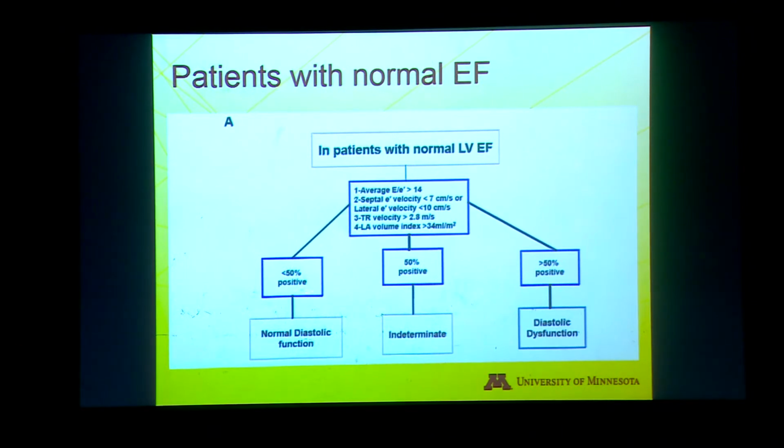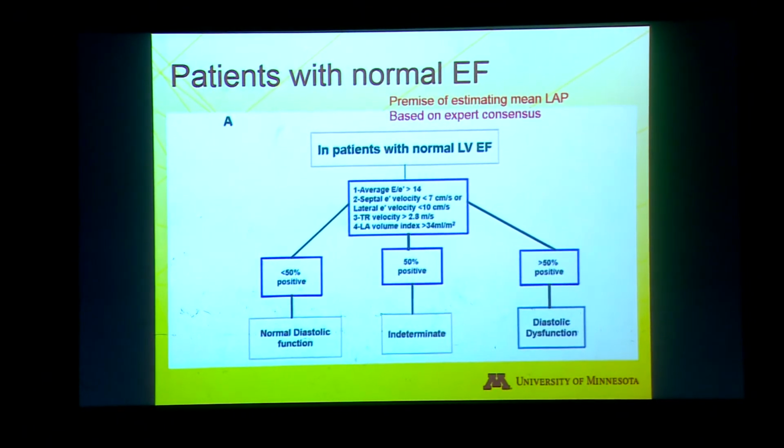So if it's less than 50% positive, then it's normal. Less than 50% positive would be, out of the 4, only 1. If it's 50% positive, it's indeterminate. And if it's more than 50% positive, only then you can say it's diastolic dysfunction. For the perioperative setting, TEE, if you take the LA volume index out, it's only 3 of them. And they left it at this. Again, all these guidelines are based on expert consensus. And the whole premise of these guidelines is to estimate the mean left atrial pressure.